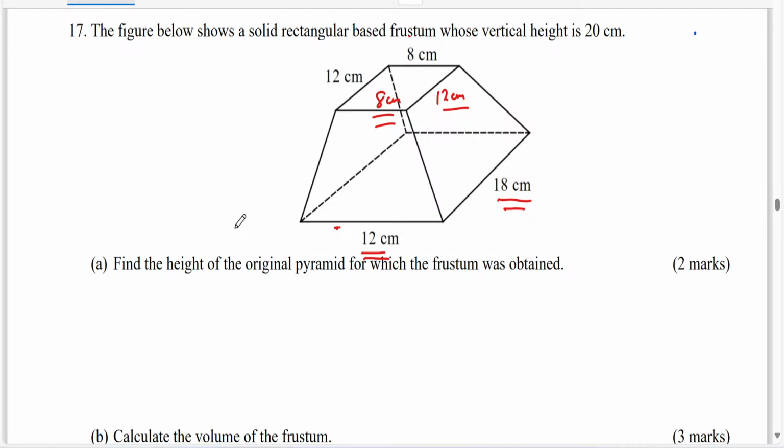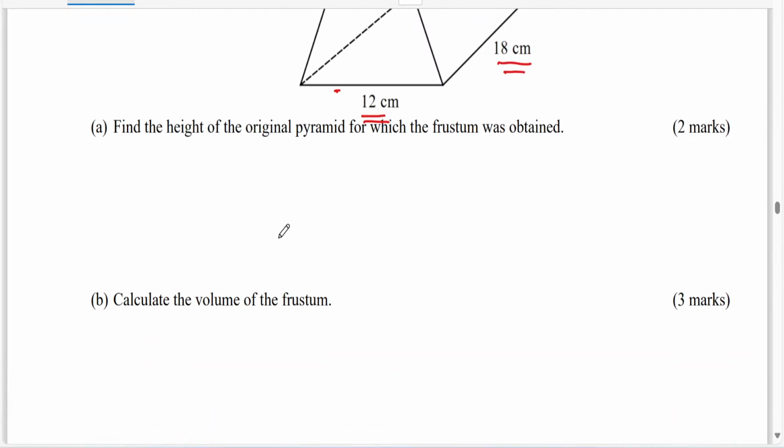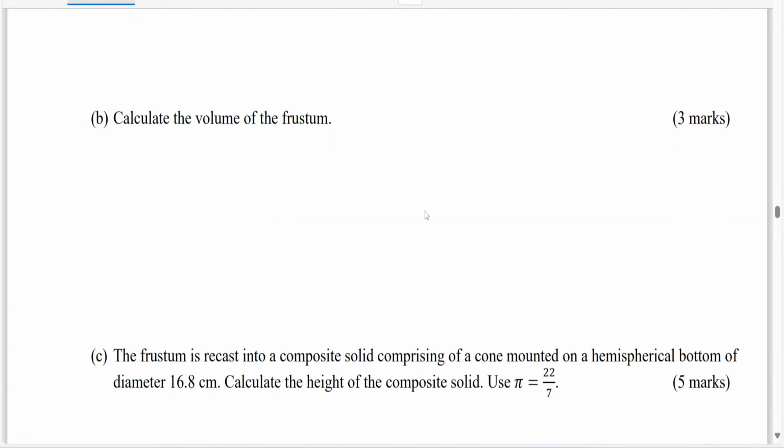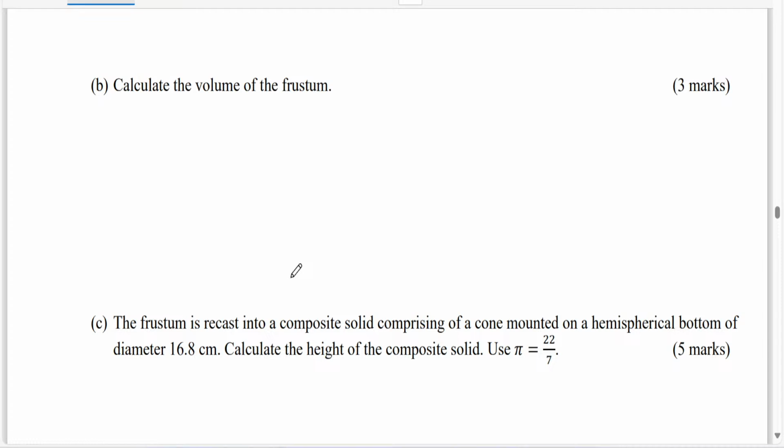Question A says find the height of the original pyramid from which the frustum was obtained. Question B says calculate the volume of the frustum. Question C says the frustum is recast into a composite solid comprising a cone mounted on a hemispherical bottom of diameter 16.8 centimeter. Calculate the height of the composite solid. Use pi to be 22/7.